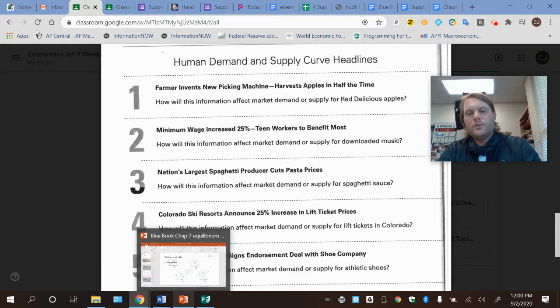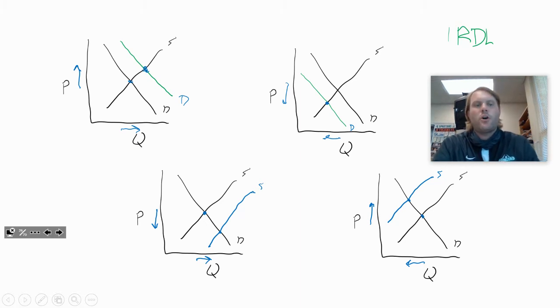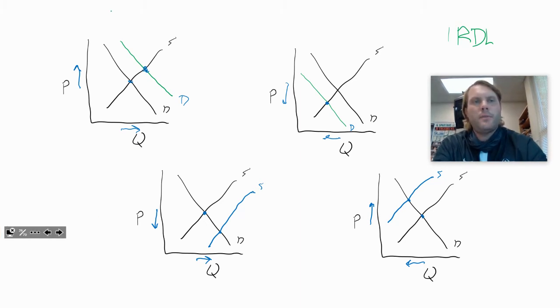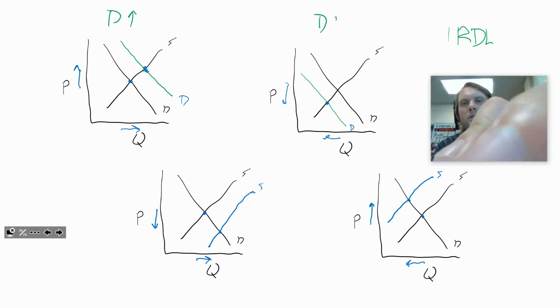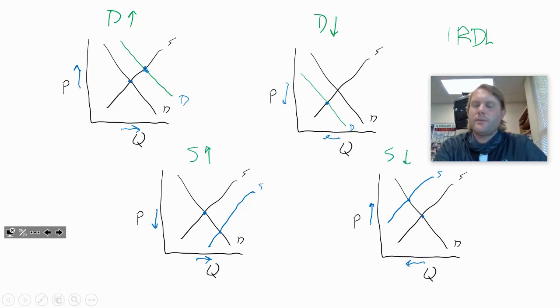Well, let's use our graphs here to check our work. I'm going to label real quick. This is a demand increase. This is a demand decrease. Supply increase. Supply decrease. And again, you should already have these graphs in your notes anyway. They should look extremely similar.